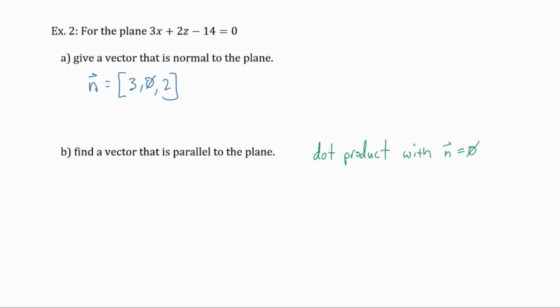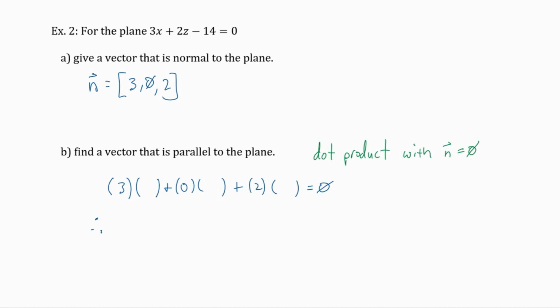So we did that in the previous unit. So I've got 3 times something plus 0 times something plus 2 times something has to be equal to 0. Because of this 0, that makes my life very easy in this case.